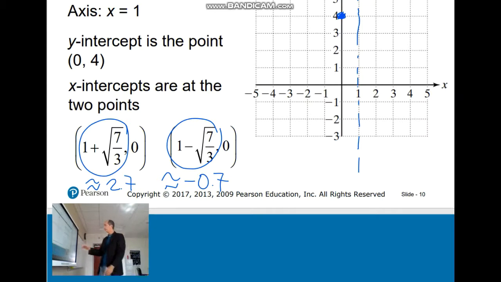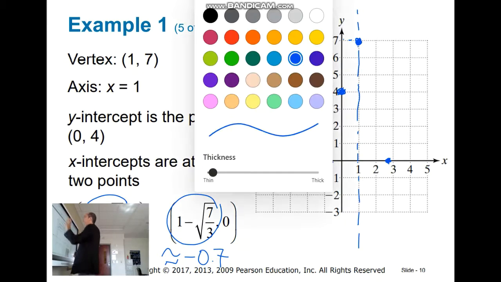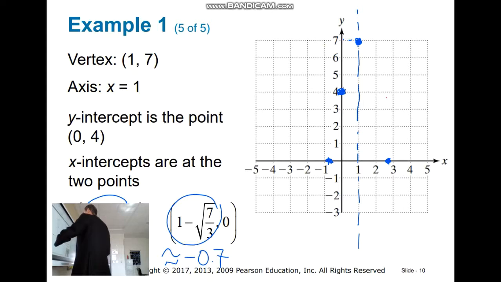Let's find these points on the graph. Approximately 2.7, somewhere here, and approximately negative 0.7, somewhere here. This is approximate. Now we have several points that we can use to plot the graph. Let me use a different color, maybe red, and connect the points.